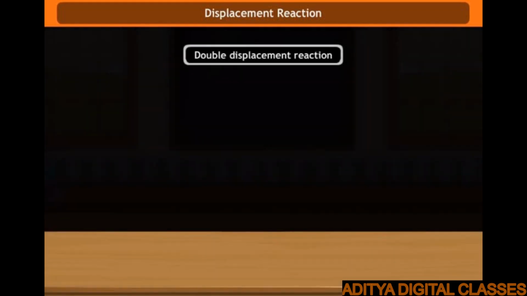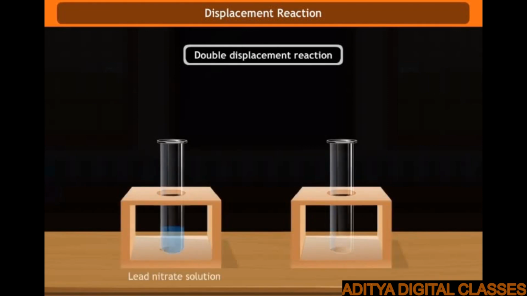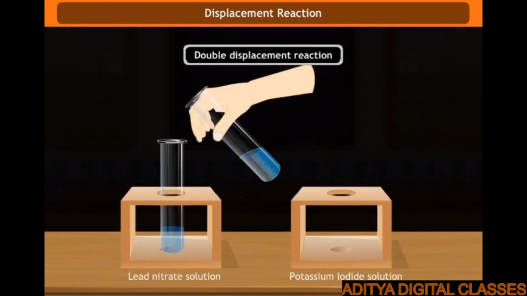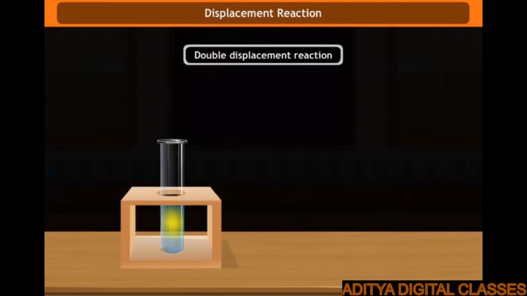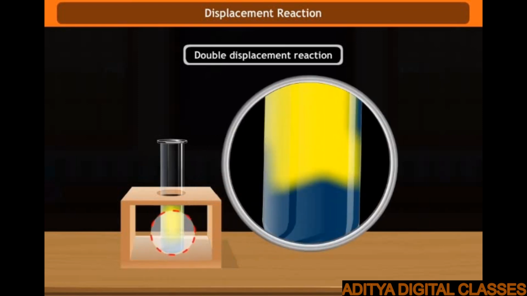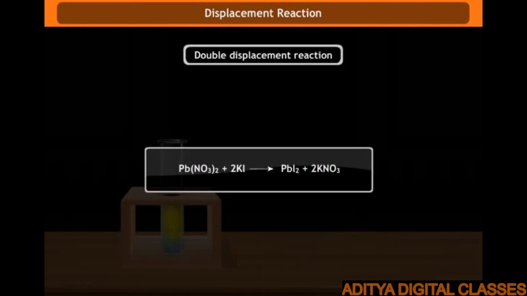Let us understand double displacement reaction with the help of an activity. Take 2 ml of lead nitrate and potassium iodide solution in 2 separate test tubes. Gently pour the potassium iodide solution into the lead nitrate solution. As soon as you do this, you will observe the formation of a yellow precipitate. This yellow precipitate is of lead iodide. The 2 compounds, lead nitrate and potassium iodide, react by exchanging their ions to form new compounds, lead iodide and potassium nitrate.